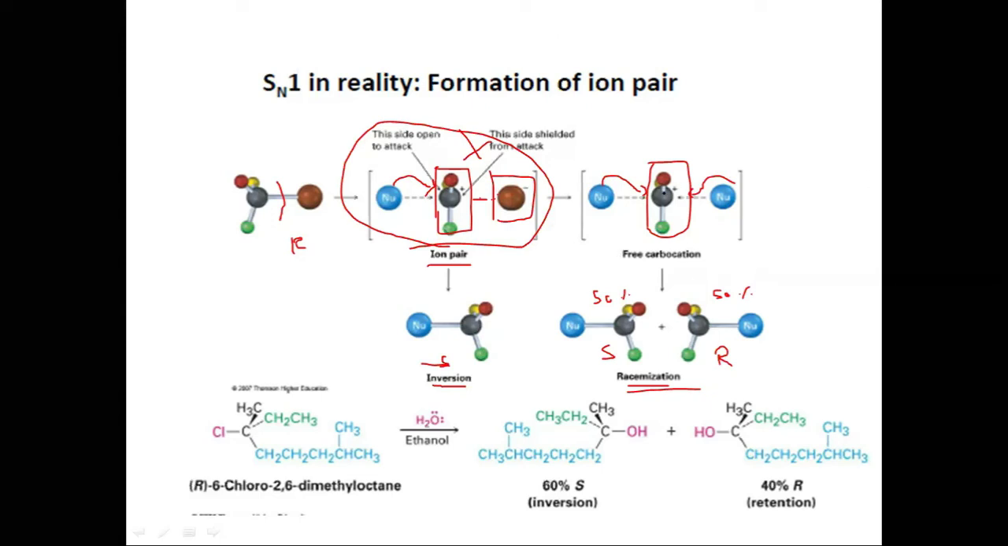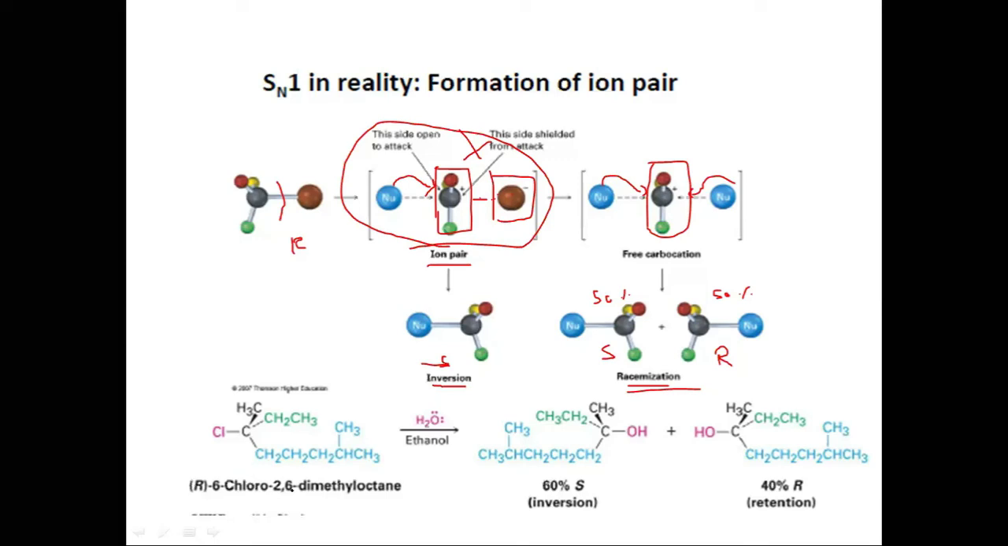But this can happen only theoretically, as soon as the bond dissociation takes place and moves on to the free carbocation state. In reality, whenever you are using a solvent, nucleophile and reagents, the dissociation of the carbon and the leaving group takes place, and it tries to move into an ion pair form. After that, it will move to the free carbocation state. After that, you will get the racemization. And before moving into the free carbocation state, in the ion pair state, you always prefer to get an inversion product.